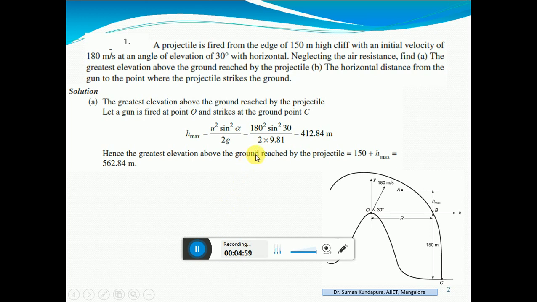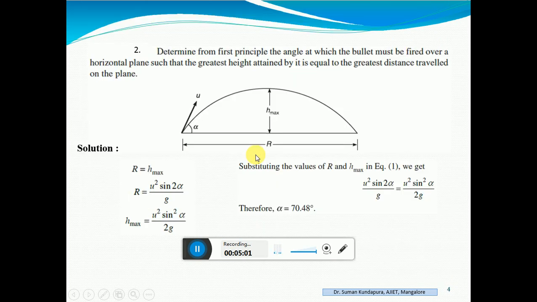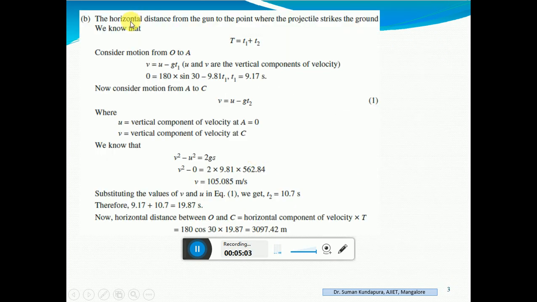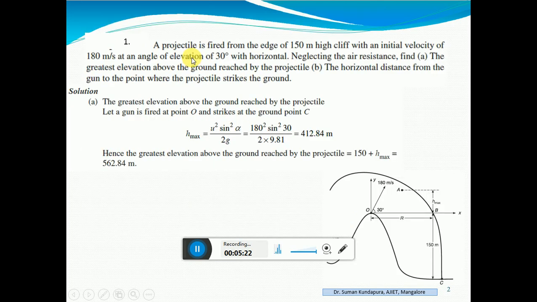Now let us look into the solution. I am supposed to find out the horizontal distance from the gun to the point where the projectile strikes the ground. So the time taken is t equal to t1 plus t2. Consider the motion from O to A.